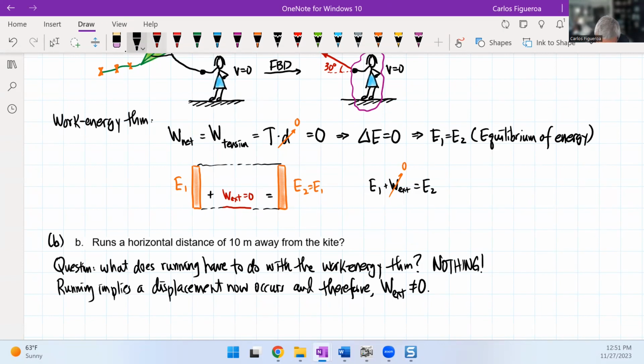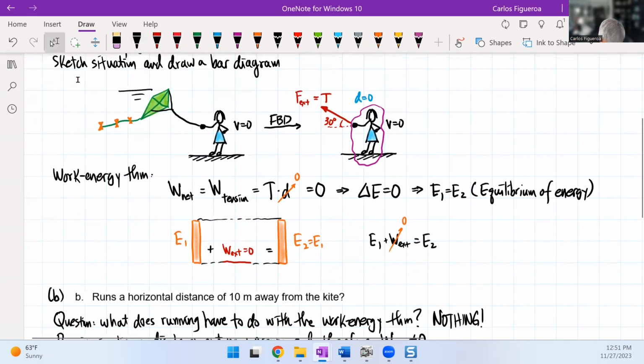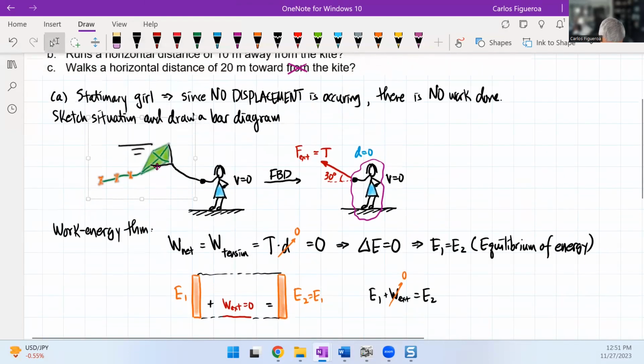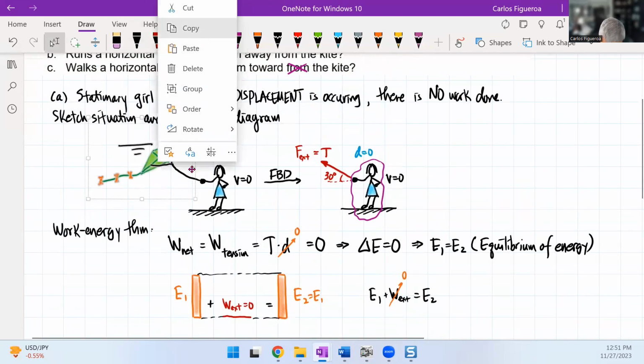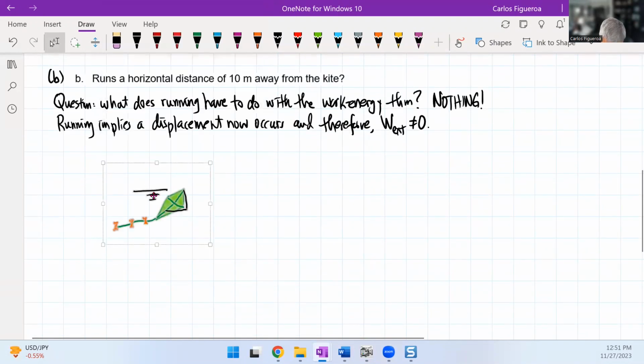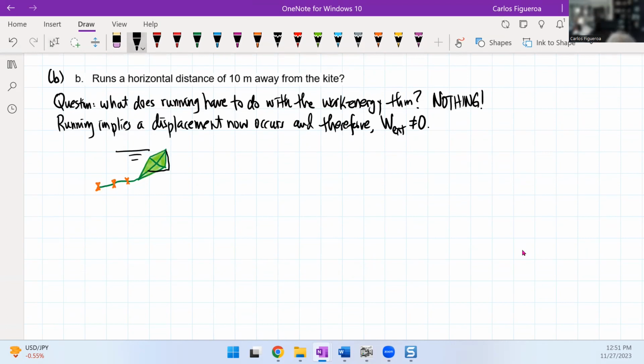So then we start the same process here. So you know what? I think I'm going to take the kite with me, so I don't have to keep drawing the kite. Let me see if I could copy that. So here's my kite. It's in this situation. So now what I need is a girl that's going to be running. So what do I imagine here? I imagine that she's taking nice big strides.